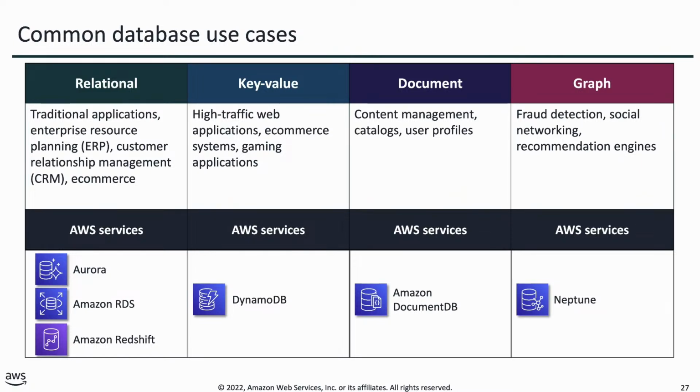For content management, catalogs, and user profiles, Amazon DocumentDB is also a system that can be used. For graph databases, which are becoming more and more important, you would use Amazon Neptune, and this could do things like fraud detection, social network analytics, and knowledge graphs.